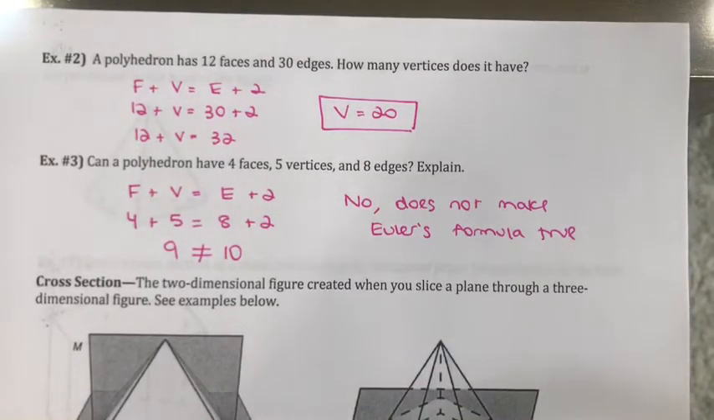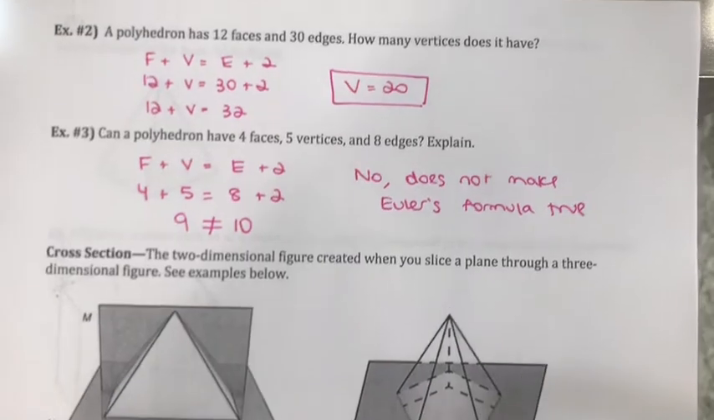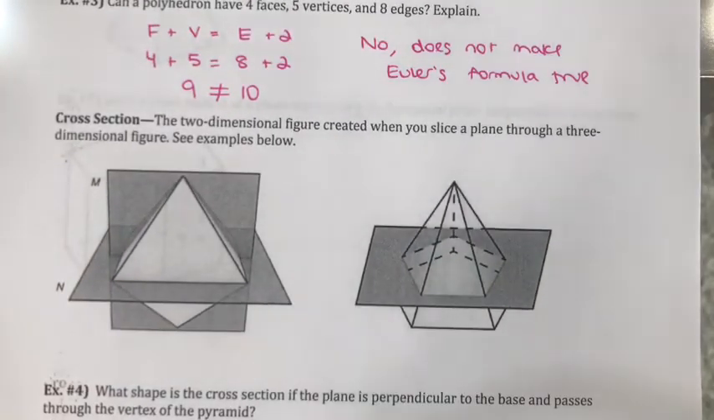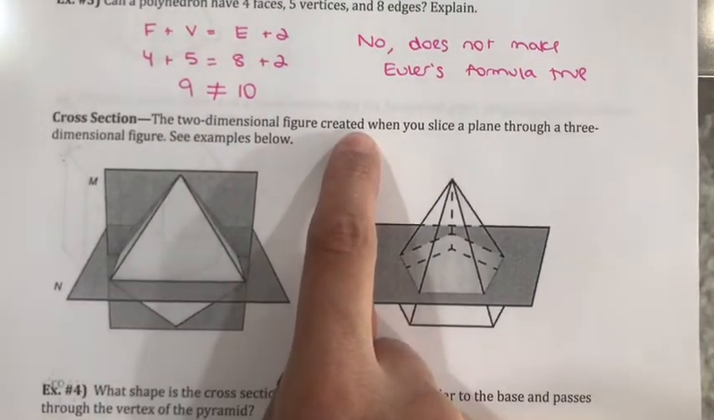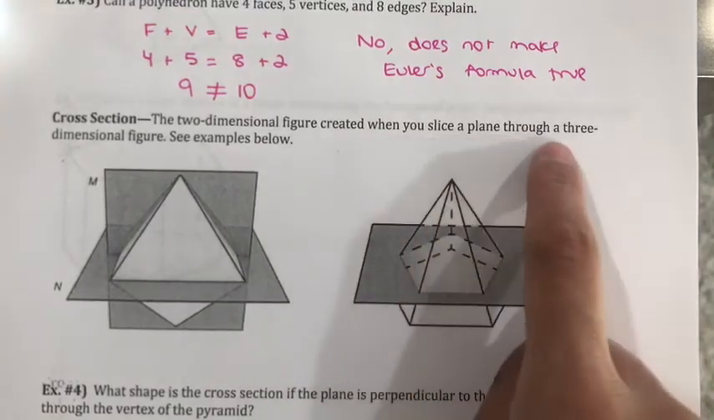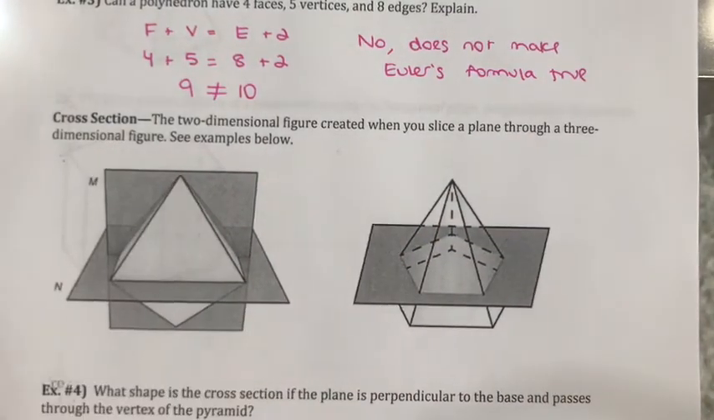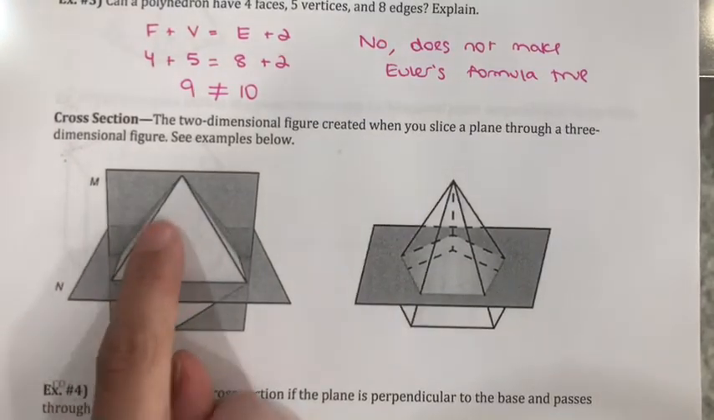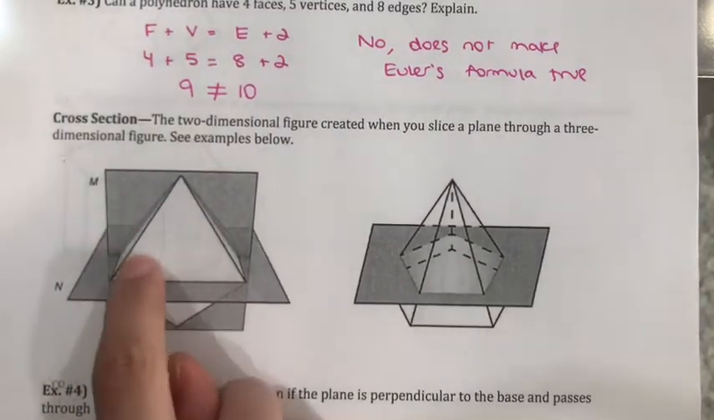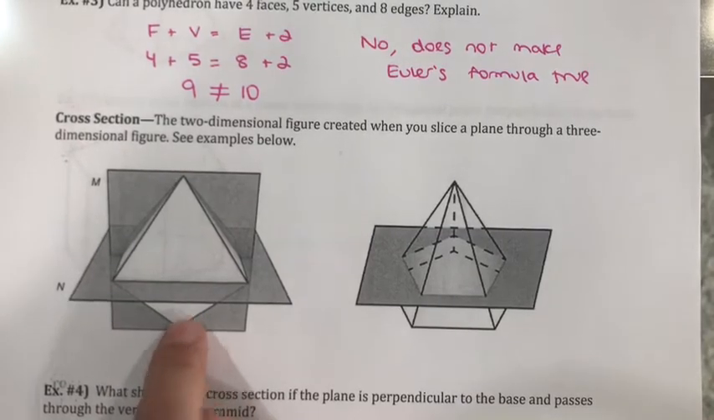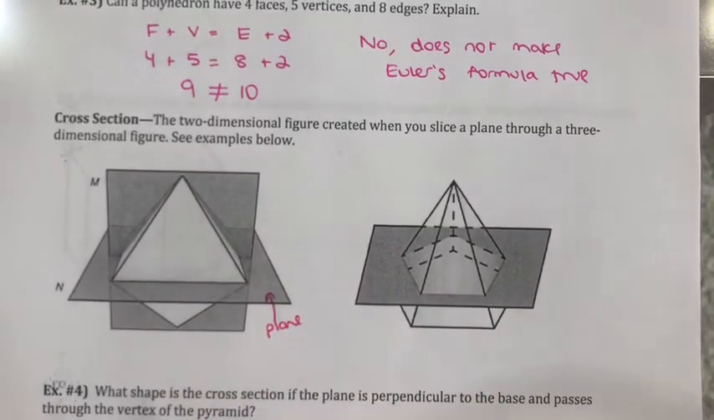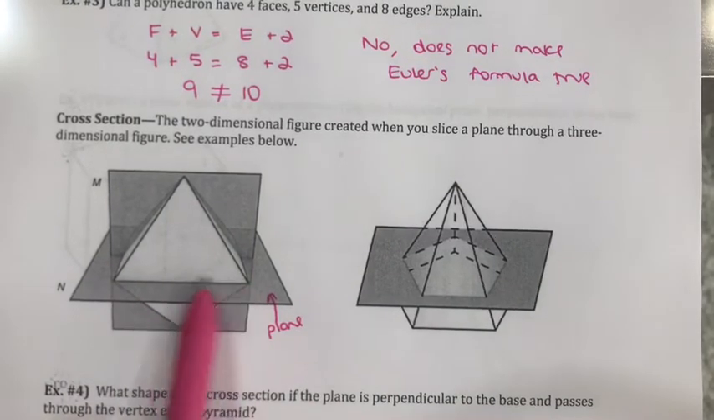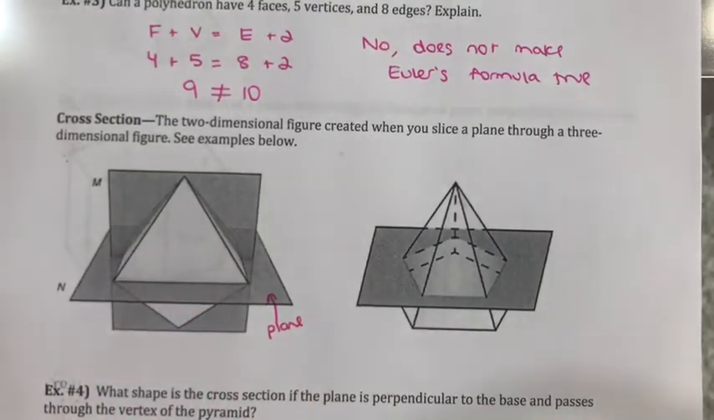All right. So the other part of this section is talking about cross sections. So a cross section is a 2-dimensional figure created when you slice a plane through a 3-dimensional figure. See the examples below. So in this figure over here, notice that you have this pyramid type of thing. So I've got a pyramid on top and a pyramid on the bottom. And I took this plane, this is a plane, and I'm crossing it through the figure, okay? So it kind of crosses through this point over here, okay?